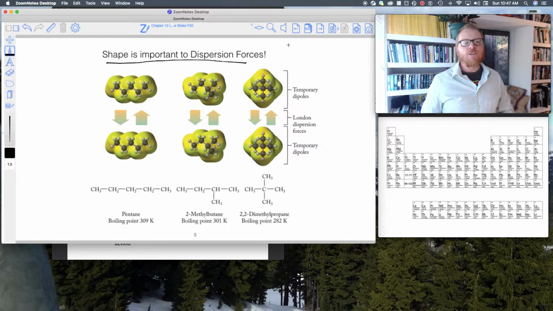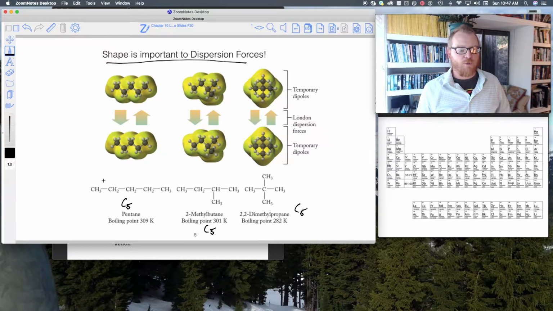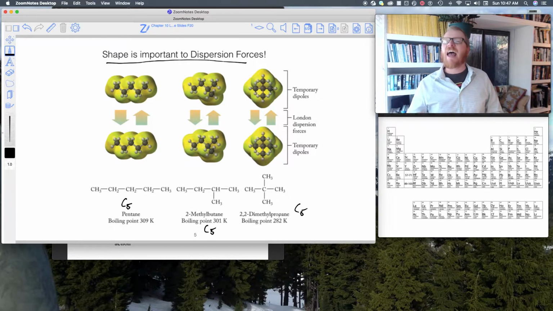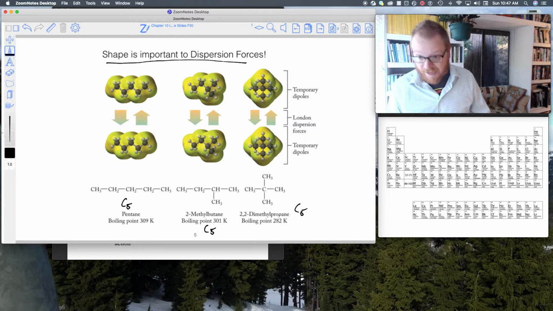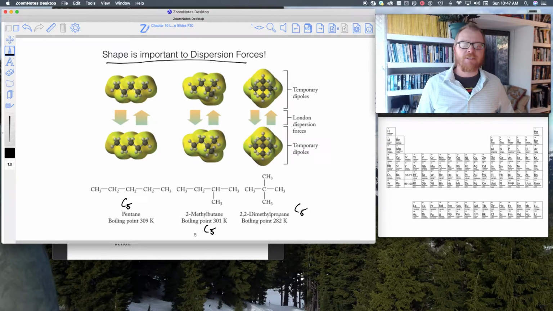Okay. So if we look now at the series of C5s, so pentane is a C5, 2-methylbutane is a C5, and 2,2-dimethylpropane is a C5. So in other words, 1, 2, 3, 4, 5 carbons in each of these molecules, but with different bonding patterns to give us a different shape. Okay? So you notice here this molecule 2,2-dimethylpropane, and by the way, you don't have to know how to name these. That will be what you do in organic chemistry, for those of you that take that class.